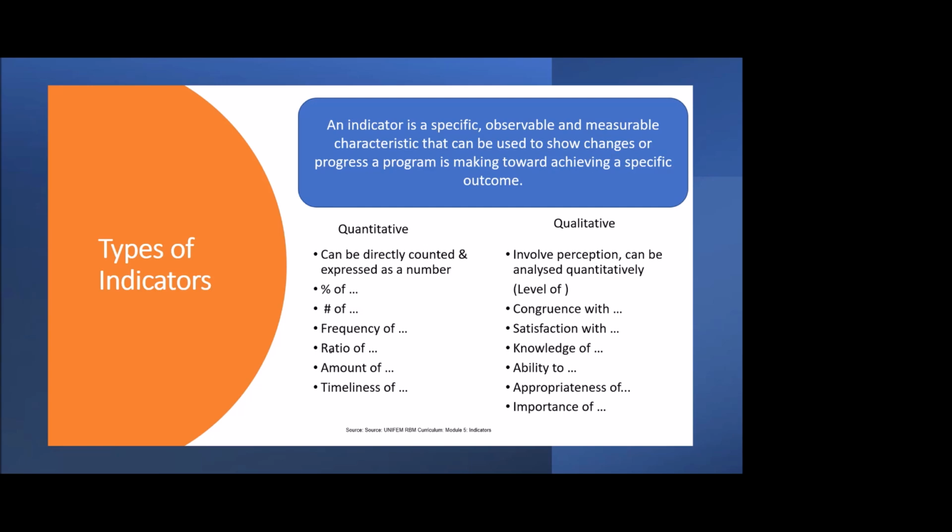And you can have qualitative indicators. They're qualitative because they involve perception, but they can be analyzed quantitatively. So like a level of support, for example, congruence with, level of satisfaction with something, knowledge of, ability to do something, the appropriateness of something, or the importance of something. These are people's perceptions about particular aspects or outcomes that a project might be interested in.